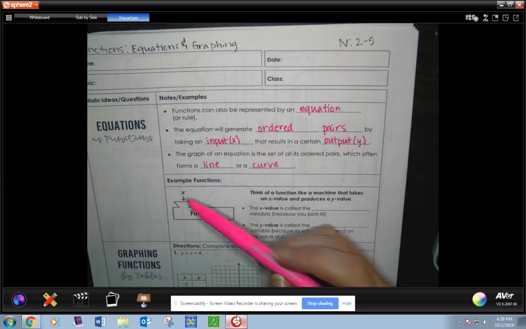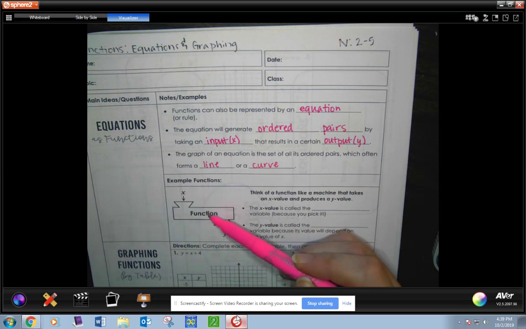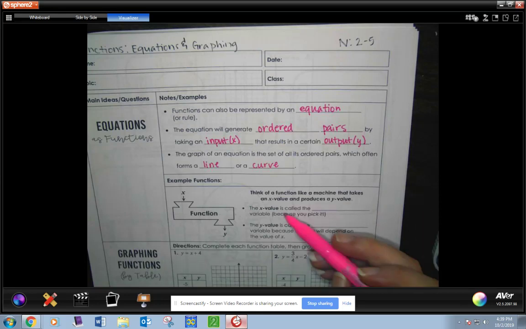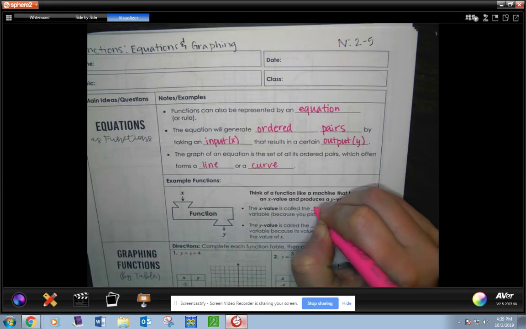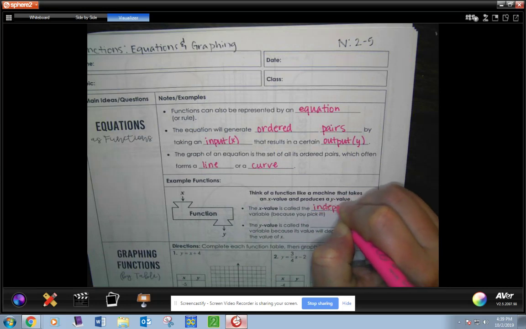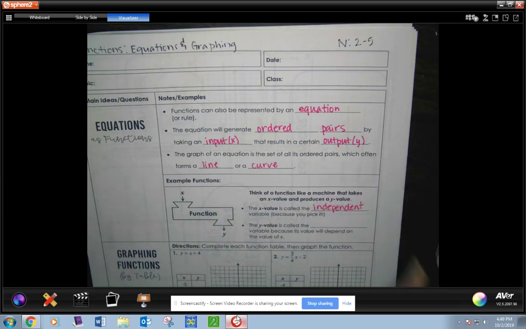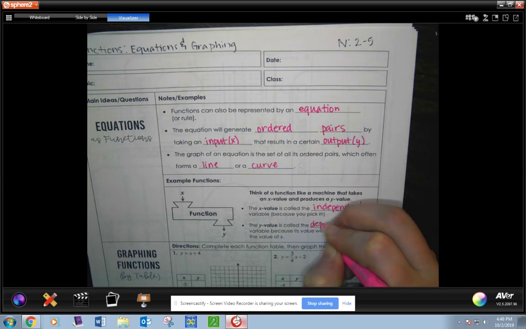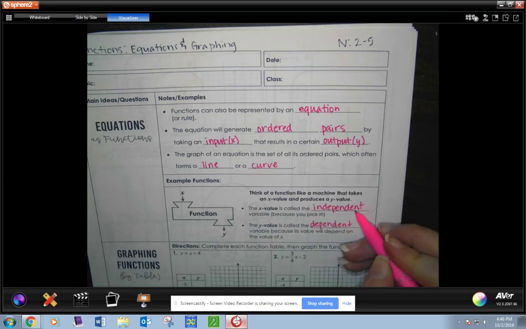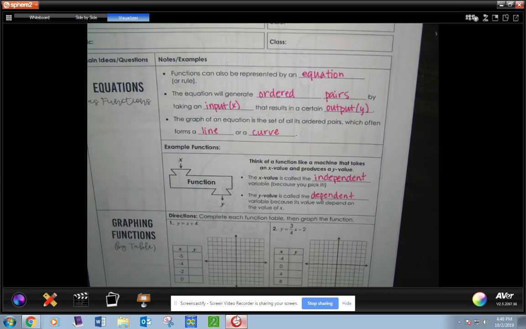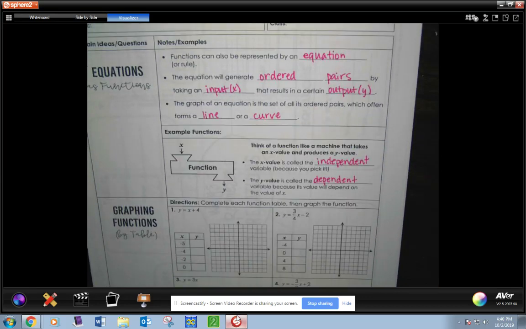Okay, so this shows that we're inputting something into the function or the equation, and we get our output, which is y. So the x value is called the independent variable because you pick it. It doesn't matter what it is, it doesn't rely on anything. Now, the y value is called the dependent variable because it depends on whatever you put in for x. Okay, so what we're going to do, we're going to graph functions by a table.